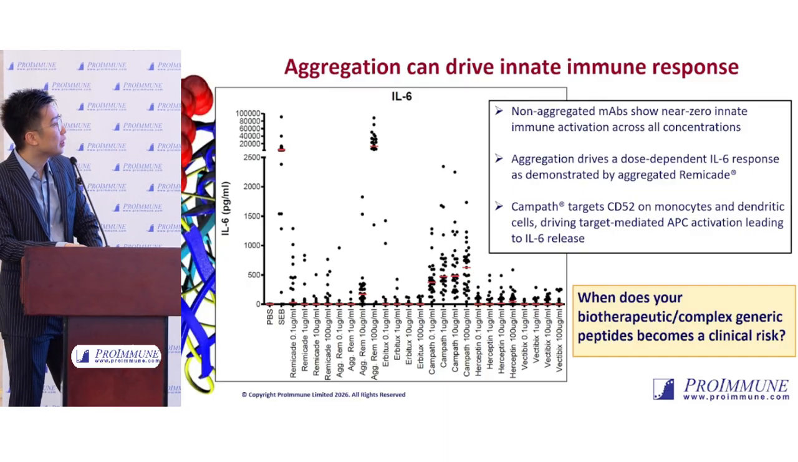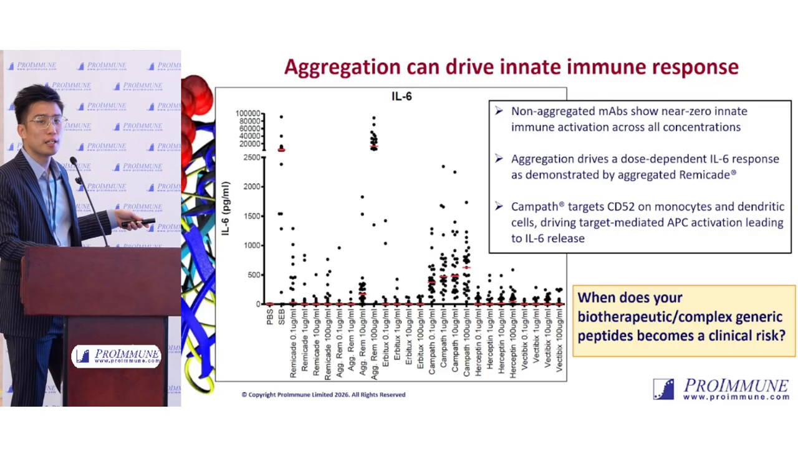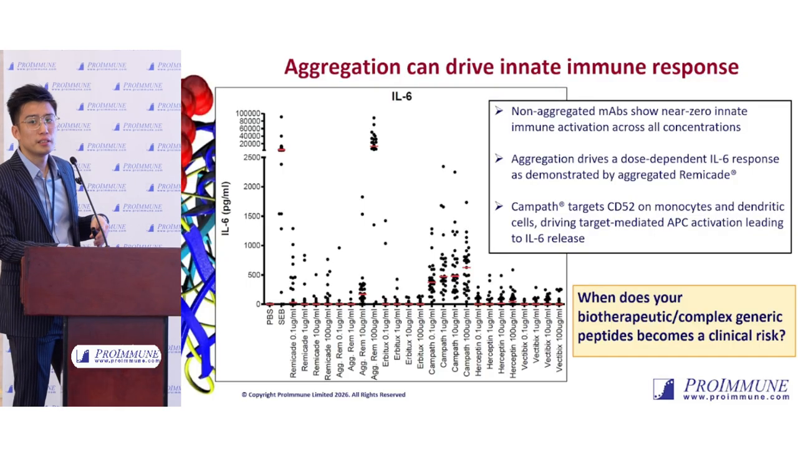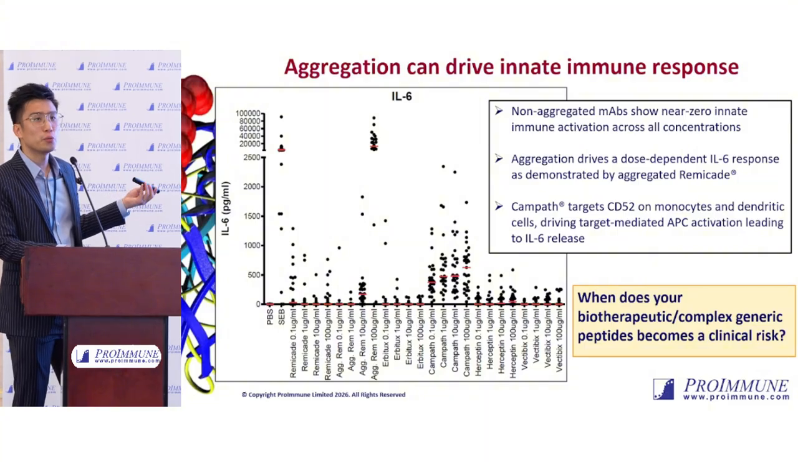Now, one point that I wanted to highlight is Campath. You see that it is the only drug that across all 4 concentrations shows some non-near 0 response. And the reason for that is not really because of the immunogenic profile. It's because it targets CD52 on monocytes and dendritic cells, driving a target-mediated APC activation, leading to IL-6 release. So in this case, it's the drug mechanism that results in the cytokine release. So it's also important to understand the drug mechanism, to see whether this is reasonable or expected, to better understand what the result is.